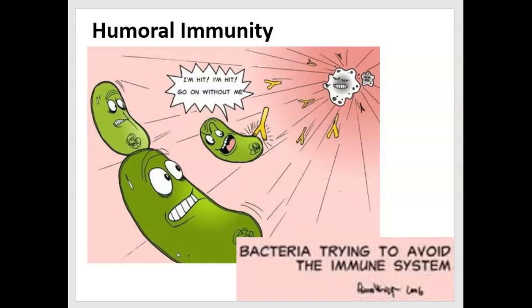And this lecture focuses on one branch of adaptive immunity called humoral immunity, or you can call it antibody-mediated immunity. The cartoon on this introductory slide shows some green rod-shaped bacteria that are trying to outrun or avoid those yellow antibodies made by a plasma cell. The plasma cell is a type of B lymphocyte that we'll talk about in a second.